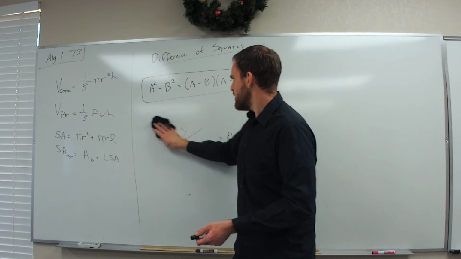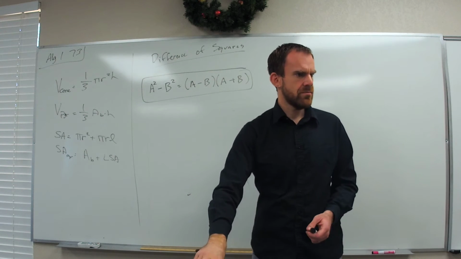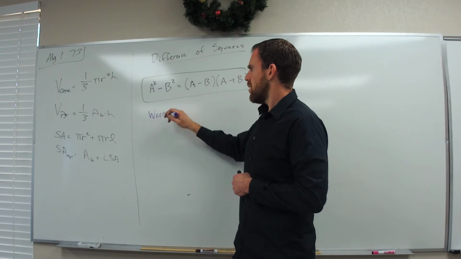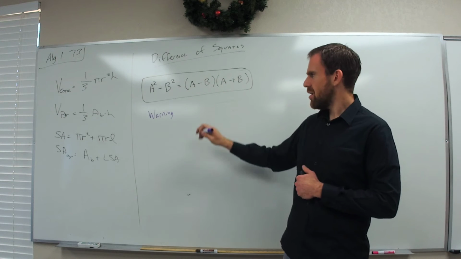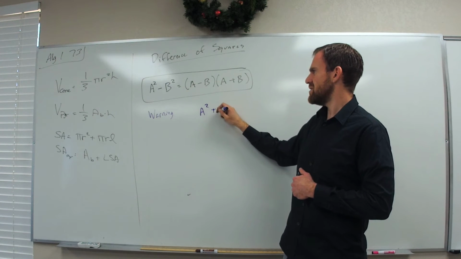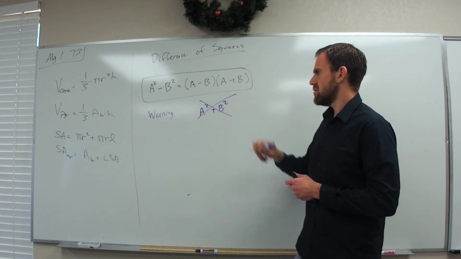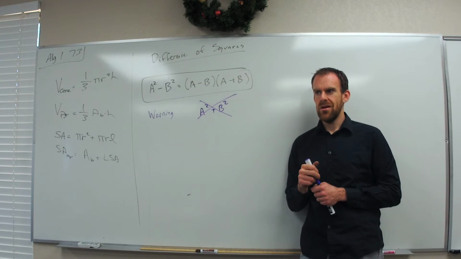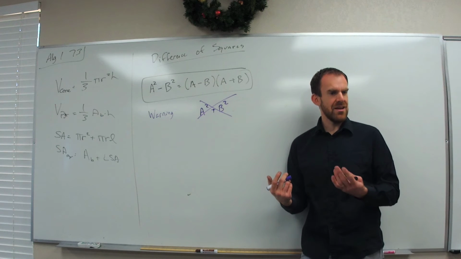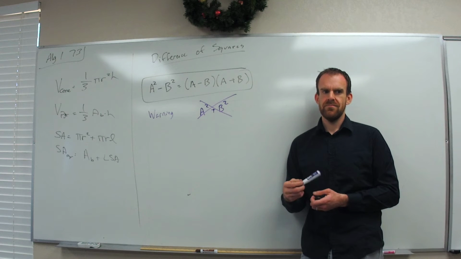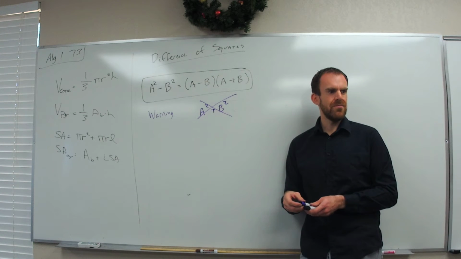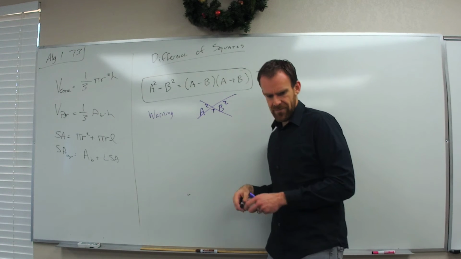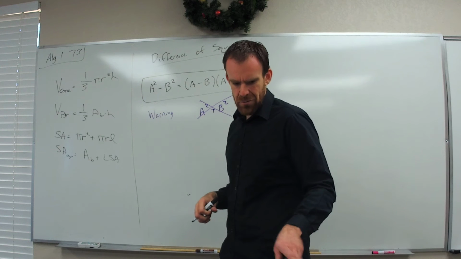Now, there is a warning. This does not work on a squared plus b squared. There's no way to get a squared plus b squared other than taking a and squaring it, and then taking b and squaring that. So, no equation for a squared plus b squared, but an equation for a squared minus b squared.